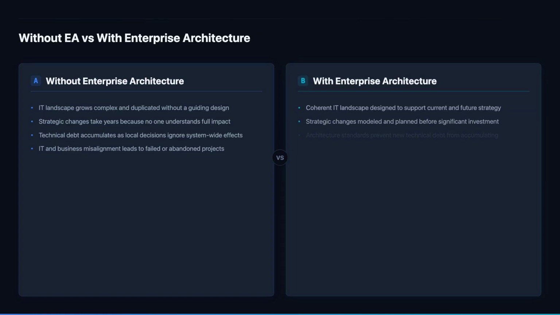With enterprise architecture, the organization has a shared model of how everything connects. Projects are evaluated against architectural standards before implementation begins. Strategic changes can be modeled in the architecture before investment decisions are made. The result is a more coherent, maintainable IT landscape that responds to business needs rather than constraining them.